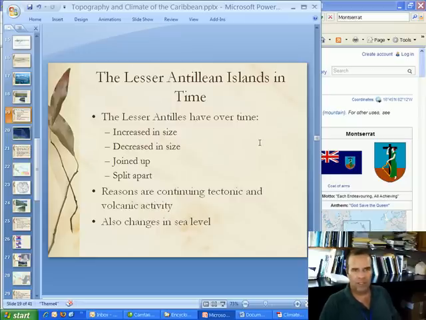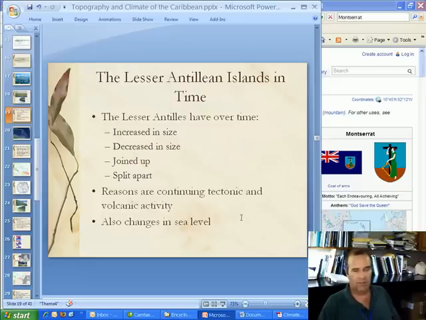Right, now the islands of the Lesser Antilles haven't always been the same way. They have increased in size with volcanic activity, decreased in size with erosion. They've joined up, they've split apart. The reasons for these changes in size are not only erosion, but also volcanic activity, increasing things, but also a major driver in changing sizes of islands are changes in sea level.